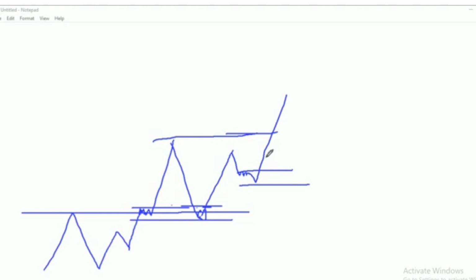Okay, a couple more questions. What does PAZ stand for? PAZ stands for price action zone.